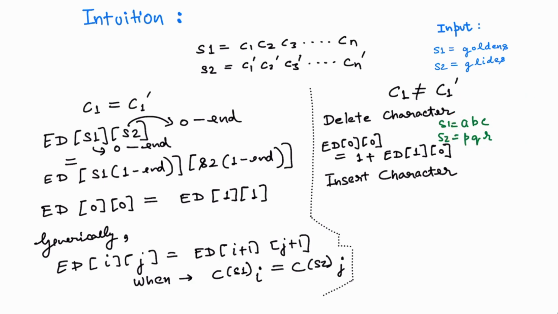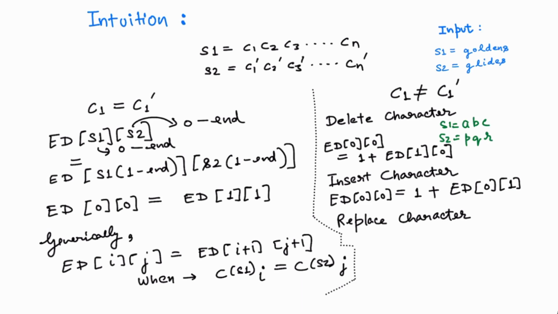So mathematically, I can say that edit distance of my strings here, when we have opted for insertion, is equal to 1. 1 is for insertion plus my answer to edit distance of 0 and 1. This is for string 2 and this is for string 1.